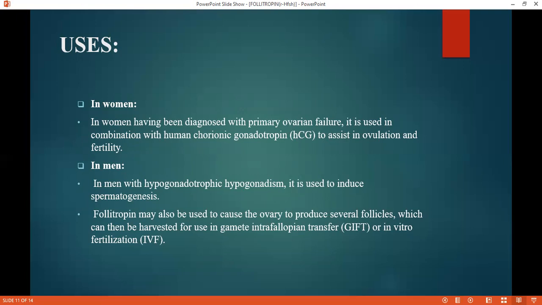In men with hypogonadotropic hypogonadism, it is used to induce spermatogenesis. It may also be used to cause the ovary to produce several follicles, which can then be harvested for gamete intrafallopian transfer, GIFT, or in vitro fertilization, IVF. In men, this medication helps the testes to produce sperm. It is also used in combination with HCG. This medication is not recommended for women whose ovaries no longer make eggs properly, primary ovarian failure, or for men whose testes no longer produce sperm properly, primary testicular failure.